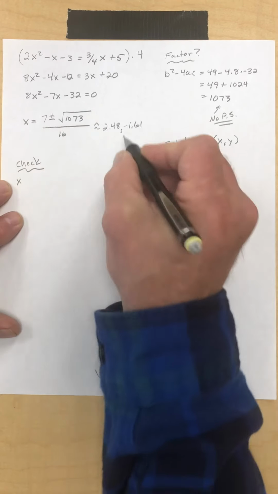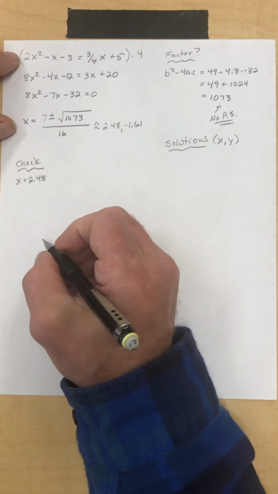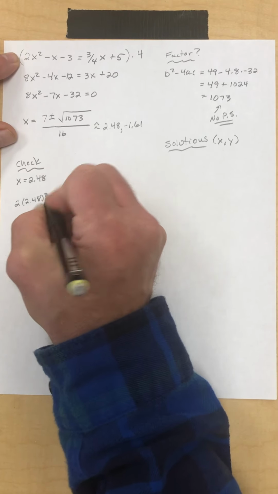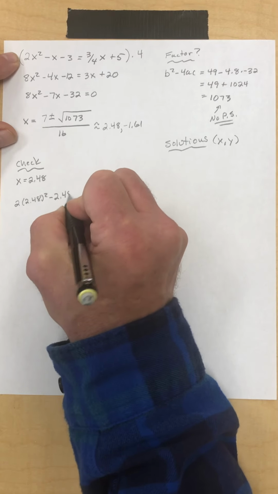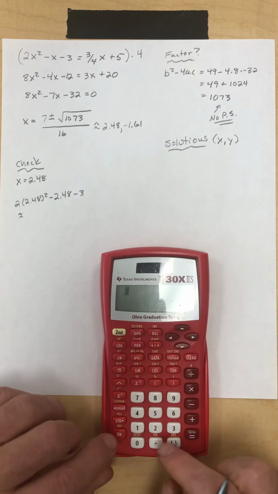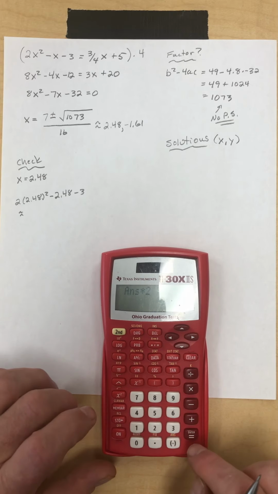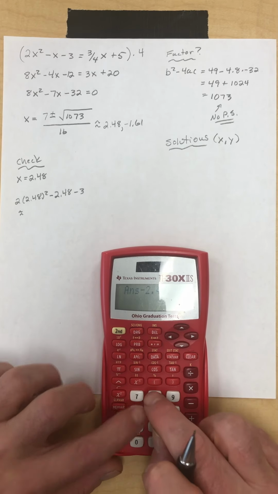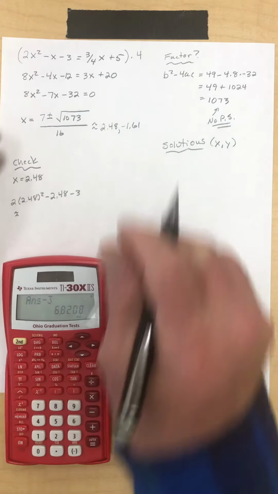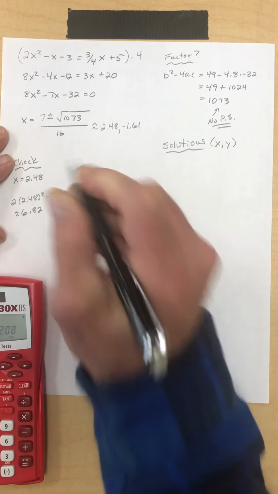I'm going to use the 2.48 first, and I know that's an approximation. So I go to the first function, 2 times 2.48 squared minus 2.48 minus 3. I'm going to punch that into my calculator and see what happens. So 2.48 squared times 2 minus 2.48 minus 3. And I'm getting roughly, again rounded off, about 6.82. 6.82 for my y coordinate.